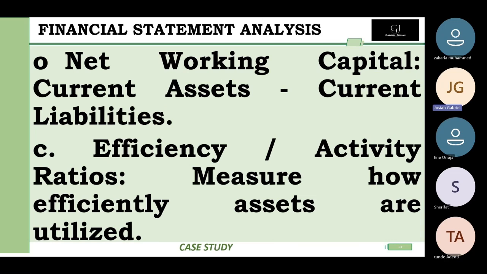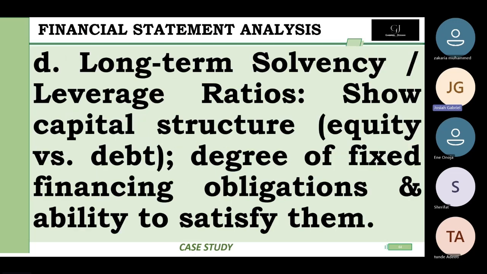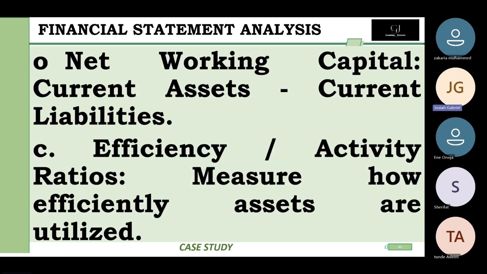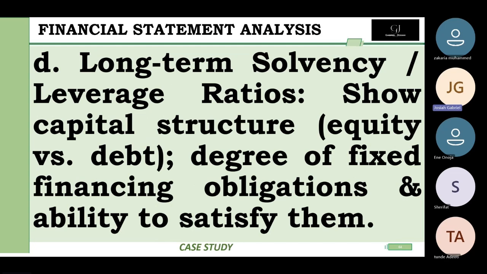The third one is efficiency and activity ratios, that measure how efficiently assets are utilized. You want to know how many times you are able to generate returns with the assets utilized. Most of them are in times. So when you hear asset turnover ratio, you have inventory turnover ratio, you have accounts receivable turnover ratio. These are all efficiency or activity ratios.